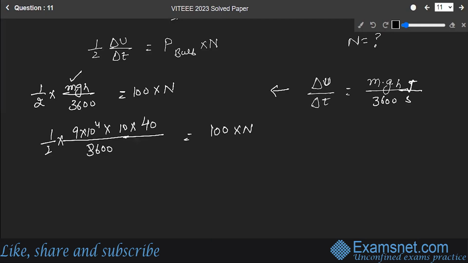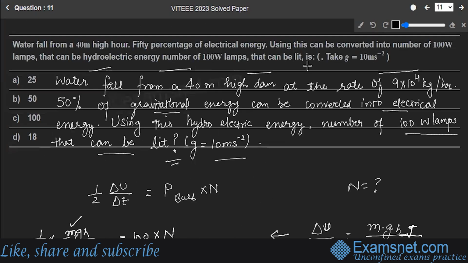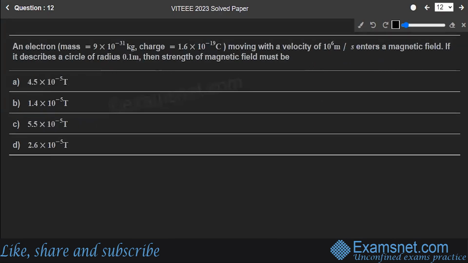All right, so now let's do the cancellations and everything. So this will cancel. This will also cancel. And you will have over here 1 by 2 into 10,000 upon 100 is equal to n, or n is equal to 50. So that means 50 bulbs can be lit using this. That makes option B the right answer. Hope you understood this. Let's move to the next question, number 12.